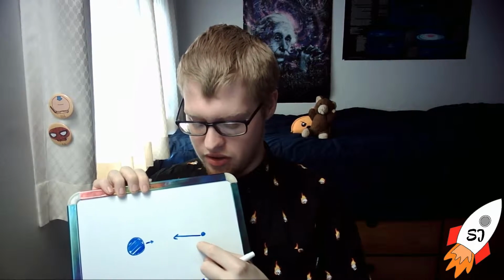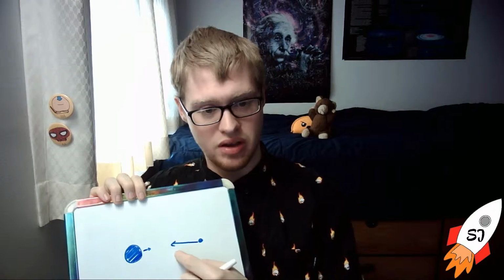So if we have two objects, say a star and a planet, the gravitational effect that the star has on the planet is very big. If this is a planet and this is a star, the force of gravity towards the star from the planet is very big. And so if you have the planet moving, you end up orbiting around the star.